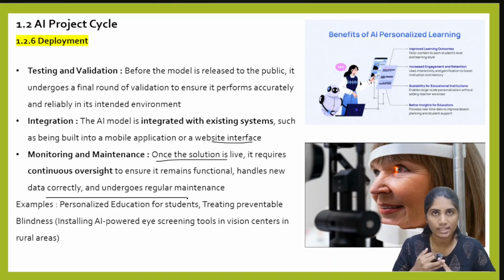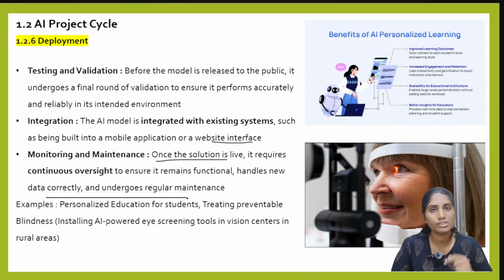So these are the three phases in the deployment stage. Number one is testing and validation, and once it is done, you integrate with the existing app or a new app, and then you monitor and maintain. You do continuous oversight over the AI model which has been deployed. So these are the three next steps after the model is deployed.